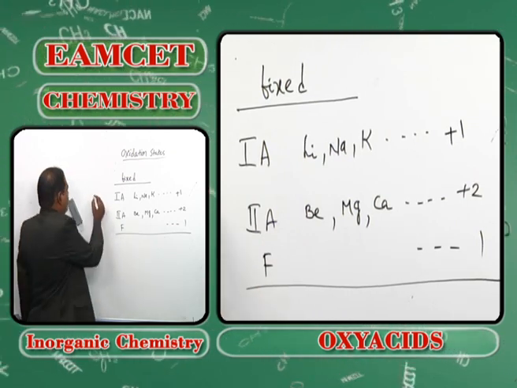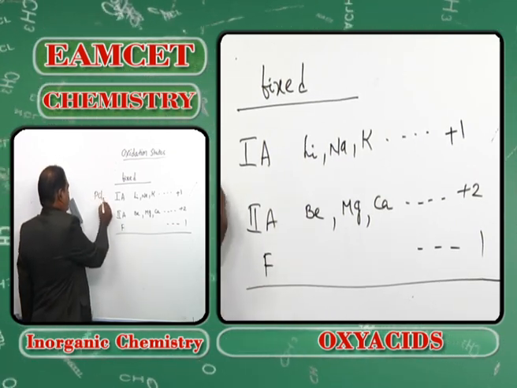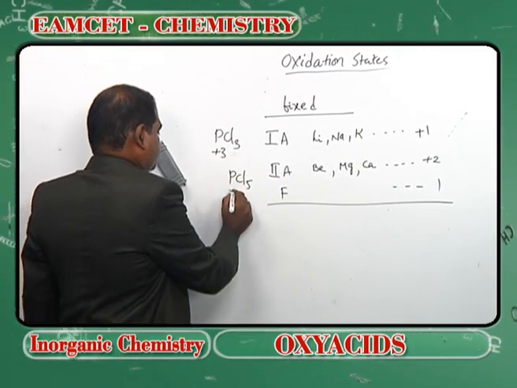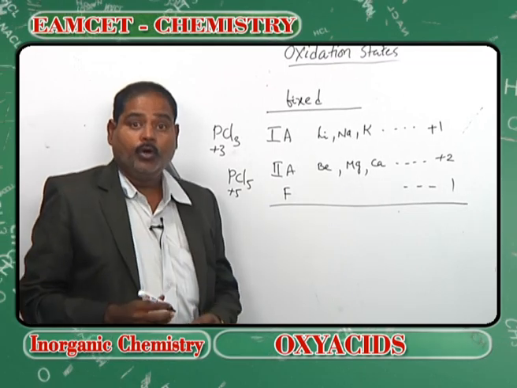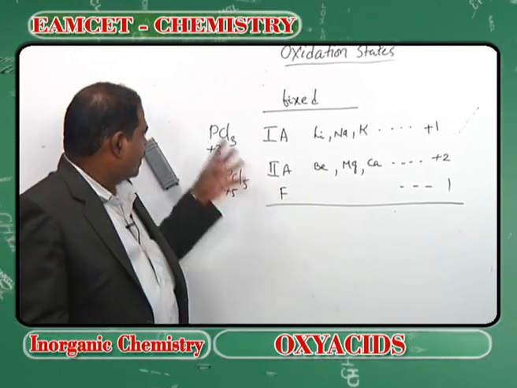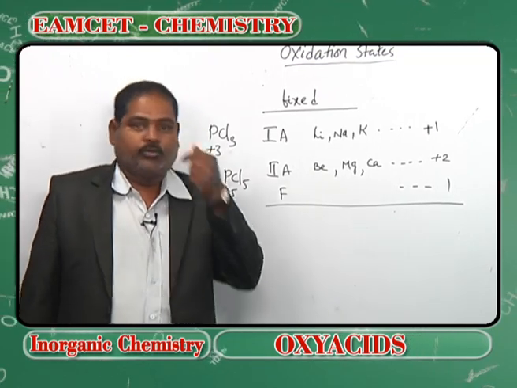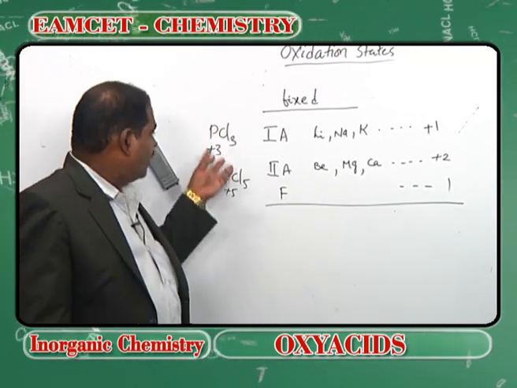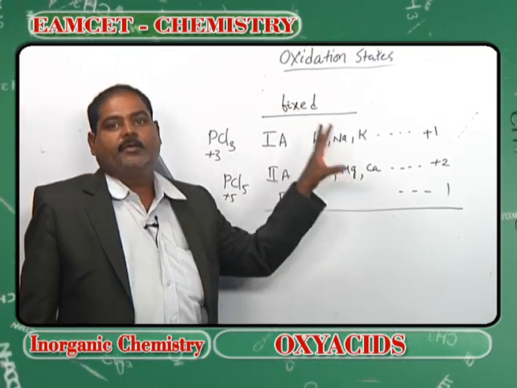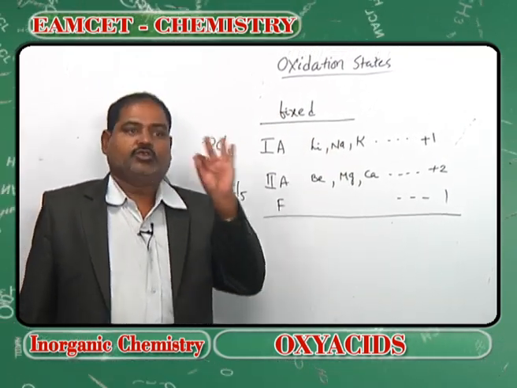For example, in PCl3, the oxidation state of phosphorus is +3, and in PCl5, the oxidation state is +5. So, if I ask you what the oxidation state of phosphorus is, you can't say unless I mention what compound I am talking about. So, they have variable oxidation states. Only these elements have fixed oxidation states.